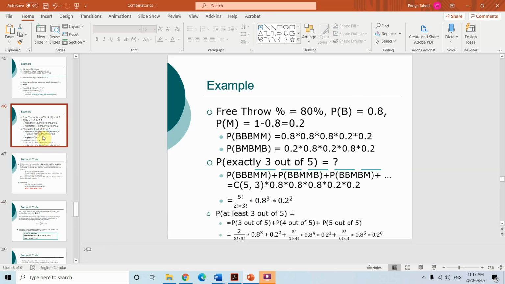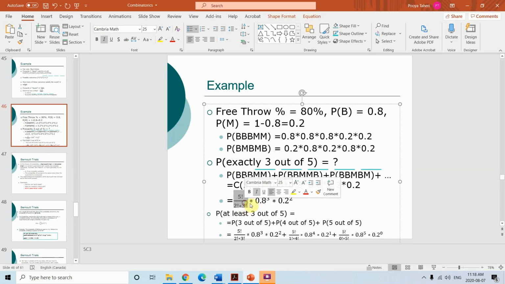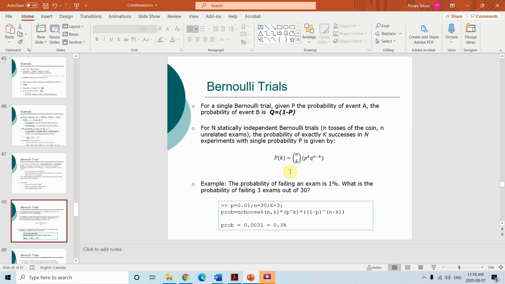This is exactly what we had here. Look at it. This is n choose k, so we're choosing in how many different ways out of 5 we can have 3 baskets and 2 misses. This is P, the probability of event A, which is hitting the basket, and we want it to happen exactly 3 times. And the probability of missing is 1 minus 0.8, and we want this to happen only 2 times. So this is what the Bernoulli formula is.